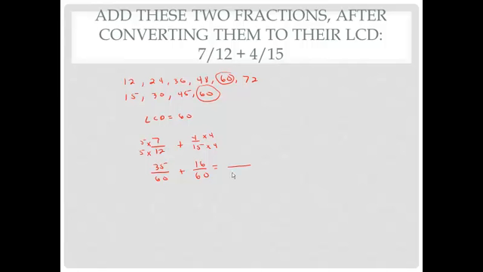Now I keep that denominator once I get that common denominator, and I simply add the two top numbers, the numerators. 35 plus 16 gives us 51 over 60. And again, we could check to see if that is in simplest form. Okay, so let's check that. Is there a number that'll go into both 51 and 60? I think 3 will go into both of those. So let's try dividing by 3.